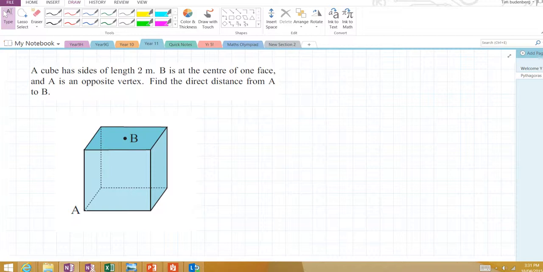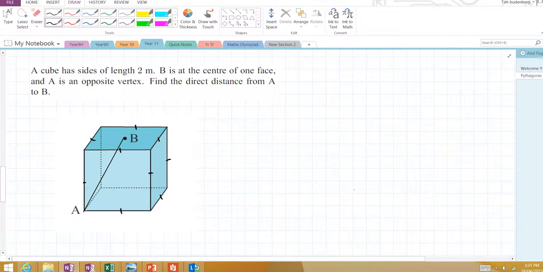Alright, this is a cube of sides of length 2 meters. What that means is that every single one of these sides is the same length, and they are all 2 meters. B is at the center of one face, and A is an opposite vertex. Those points have been marked. Find the distance from A to B. All right. So it is asking us to find the distance from here up to there.